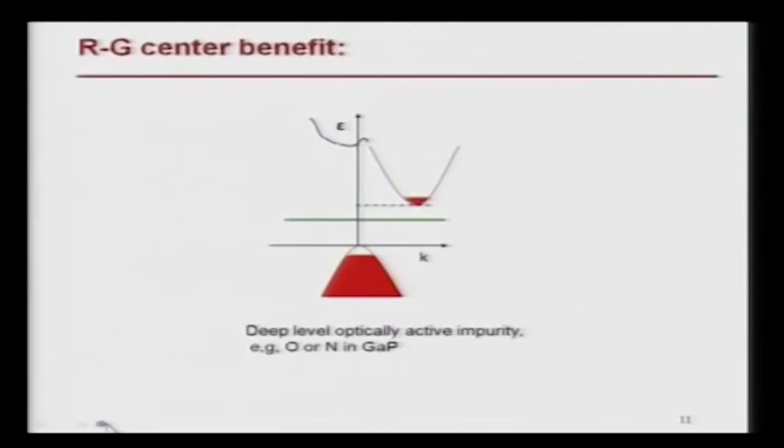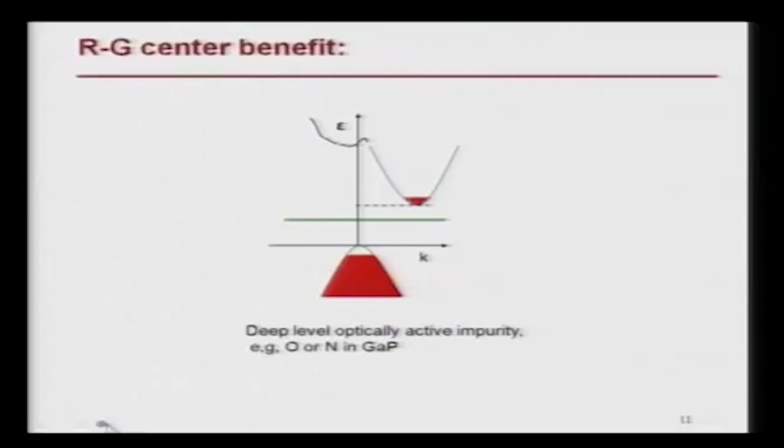But there are certain exceptions. Some indirect band gap semiconductors which are not good for general light emission can emit light through a RG process. We will see an example. They can give radiative emission through a RG center. So, in general it is not good to have RG center recombination since it is non-radiative in nature, but in case of indirect semiconductors it can help and can give sometimes radiative emission.